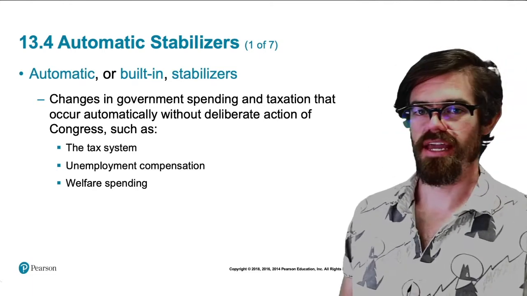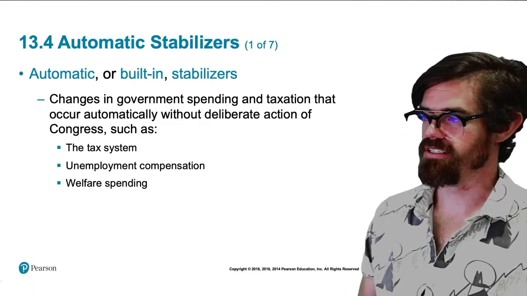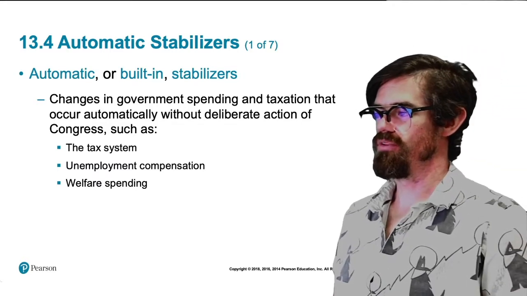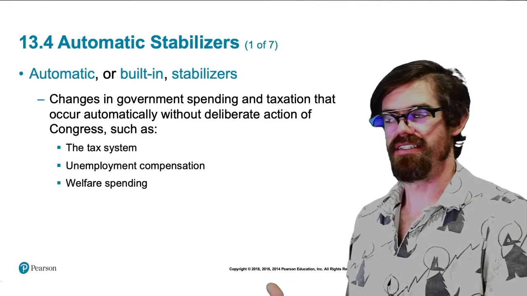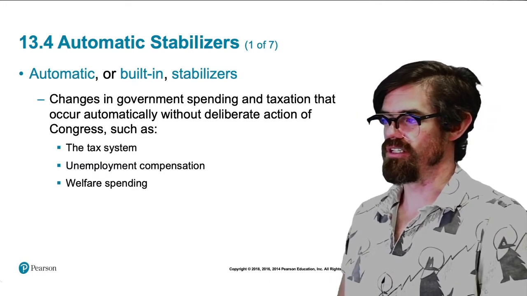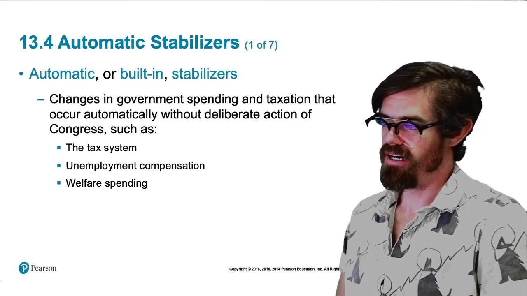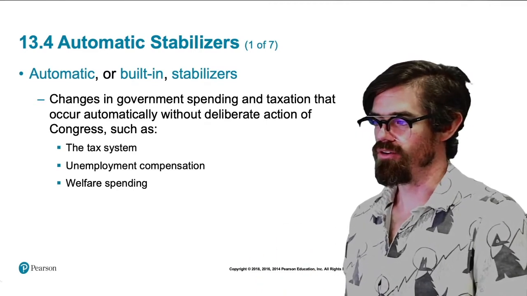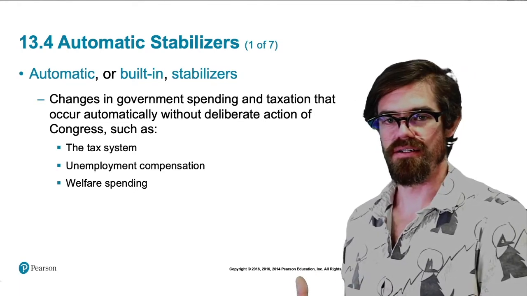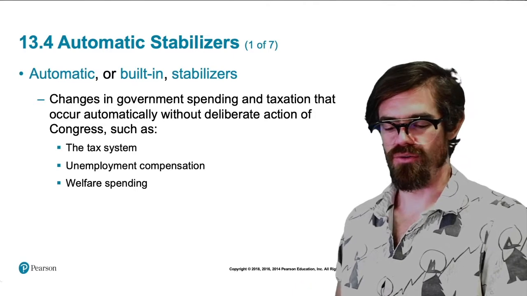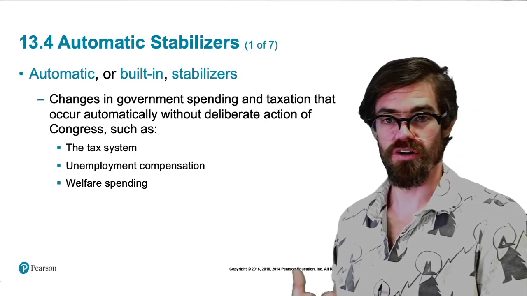All right, now we're going to look at what are called automatic stabilizers or built-in stabilizers. So these are simply changes in government spending and taxation that occur automatically without the deliberate action of Congress. So some examples of these are our tax system. Another one is the unemployment insurance system, as well as welfare spending, right?